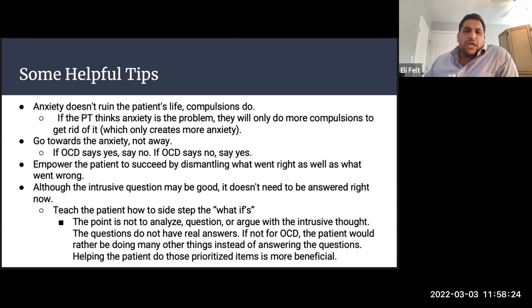Another thing is intrusive questions. This one's a very good point. Intrusive questions, they may be valid questions, but you don't have to answer them right now. And that's an important way to help a patient sidestep the rabbit hole of OCD where they start going down this what if pattern. And we say, it's a good question. It could be you are a murderer. It could be you will get contaminated, but we don't have to deal with it right now. Right now, your goal is to finish the meeting or to finish the job that you're doing, whatever it is. And therefore, we're going to sidestep that question.